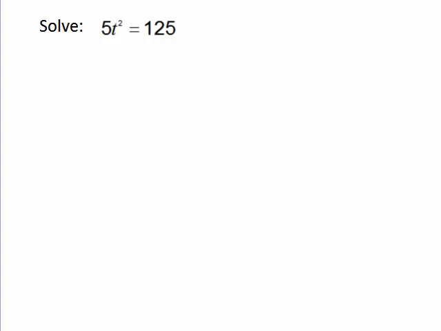Solve 5t squared equals 125. Well, our first step is to make sure that we have 0 on one side. So I'll go ahead and subtract 125 from both sides, giving me 5t squared minus 125 equals 0. This is only the case when we have polynomials.